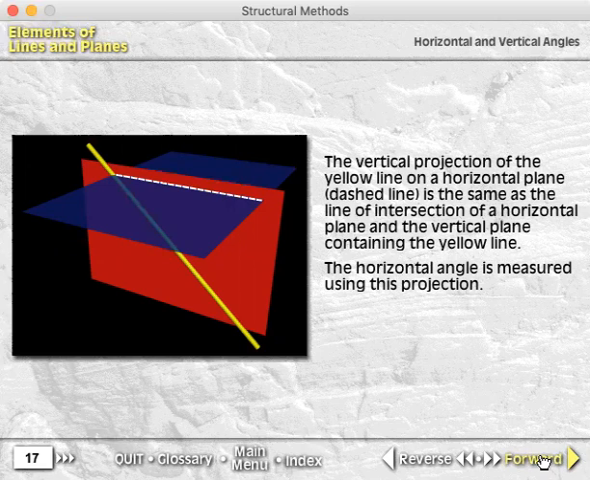The horizontal angle is measured using this projection. Okay, this is a little complex, and I'm not going to spend a lot of time with this. However, in a future lab, we're going to be looking at vertical projections and basically learning how to read 3 dimensions in a 2-dimensional object. Basically what we do when we look at a structural or a geologic map.